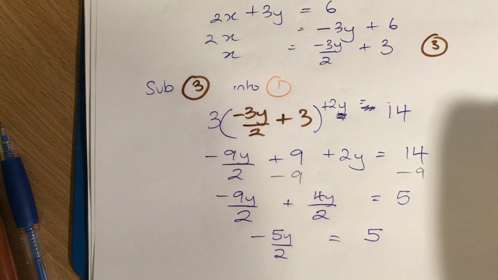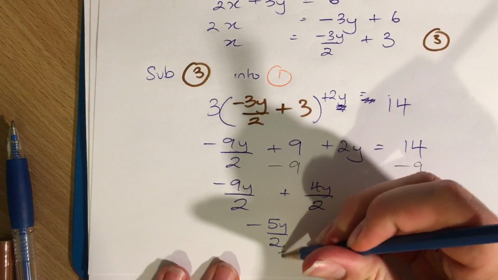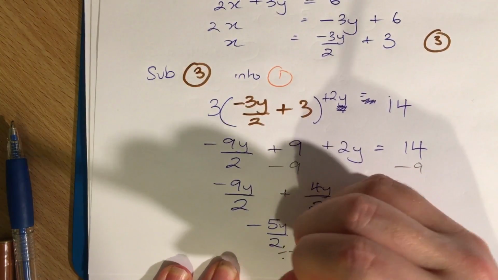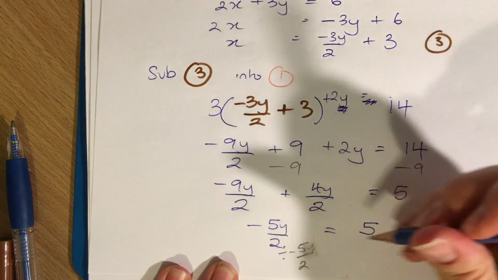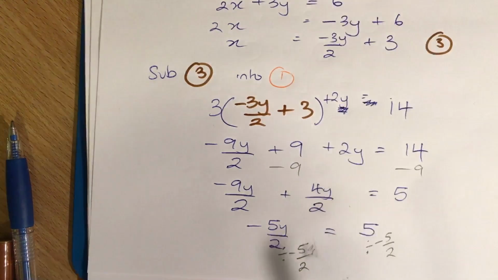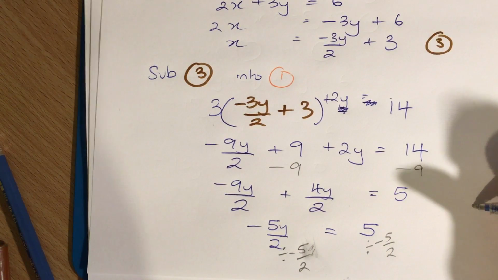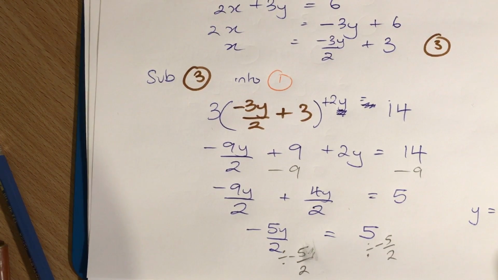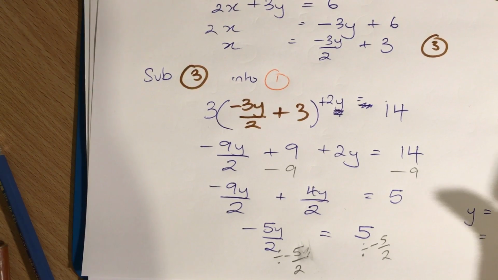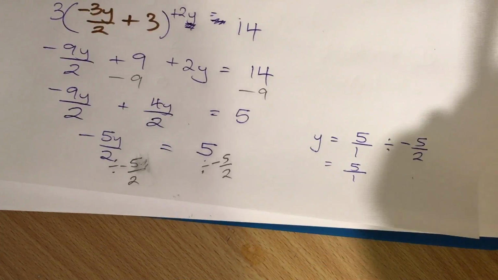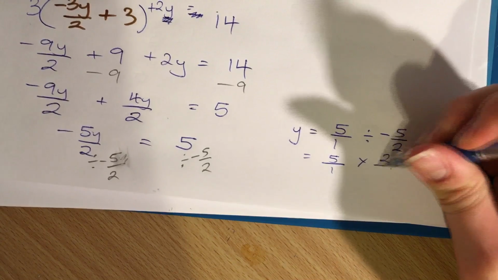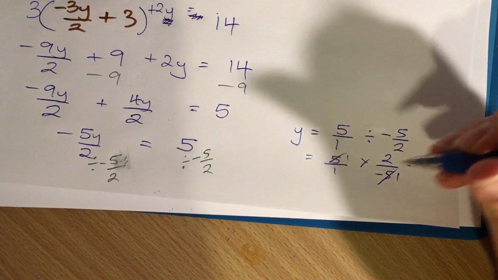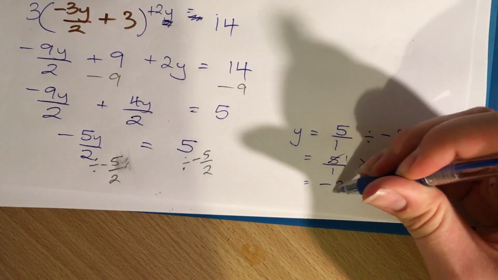So what we can do here, we're trying to solve this, so we'll divide both sides by negative 5 over 2. Get rid of that y. Negative 5 over 2. So now it becomes y equals 5. Now 5 is the same as saying 5 over 1, divided by negative 5 over 2, which, if you know your laws of dividing fractions, is going to be the same as times 2 over negative 5. The 5 and the 5 cancel out, and we just get 1 times negative 2, which is negative 2.